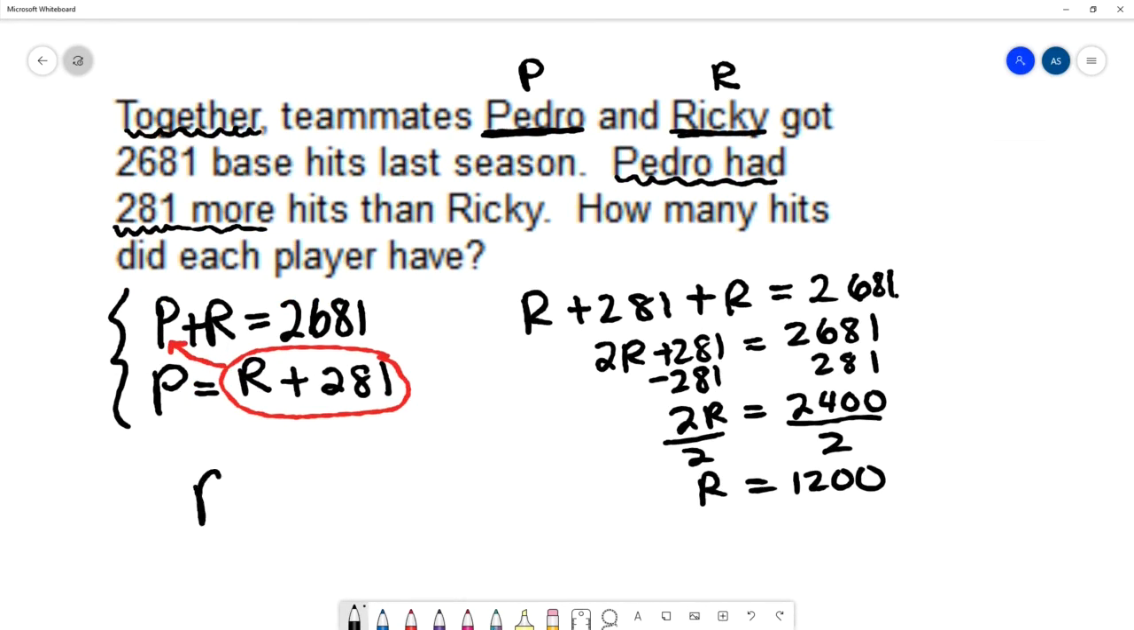And then I can find out how many hits Pedro has. That's 1,200 plus 281. That's 1,481. So Pedro has 1,481 hits, and Ricky has 1,200 hits.